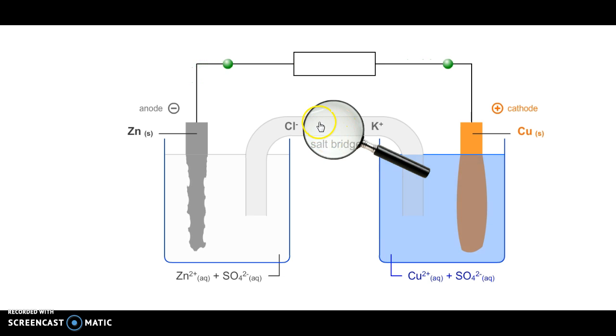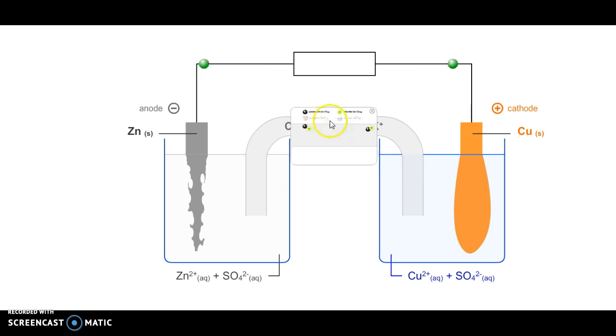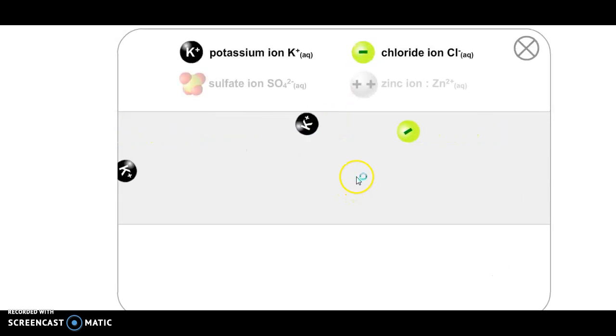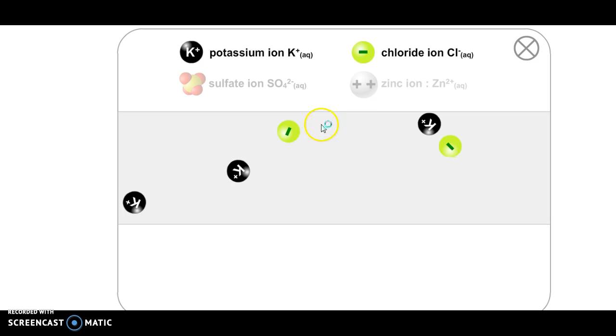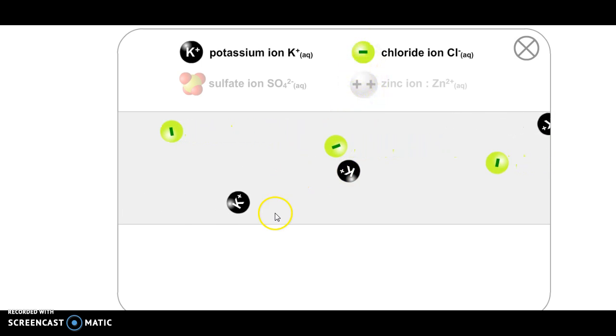Now here in the salt bridge we have 2 ions, potassium and chloride. You can have any ions in your salt bridge, but the purpose of them is to balance the charge. So you don't want something like phosphate that's going to make a precipitate. You just want some soluble ions. You can see here that these ions are flowing. We have chloride and we have potassium.